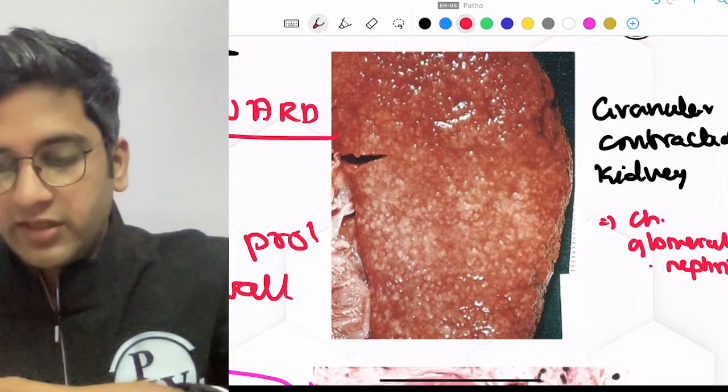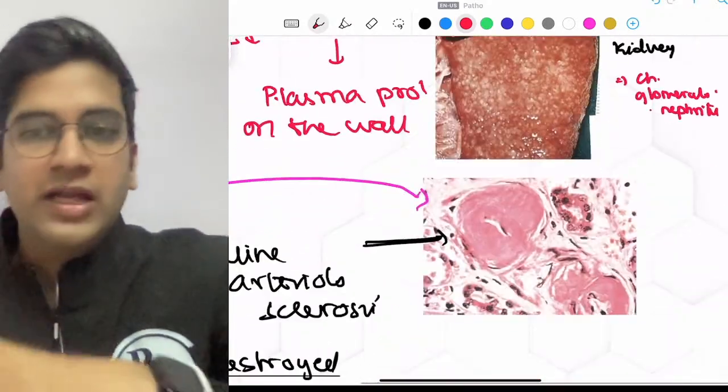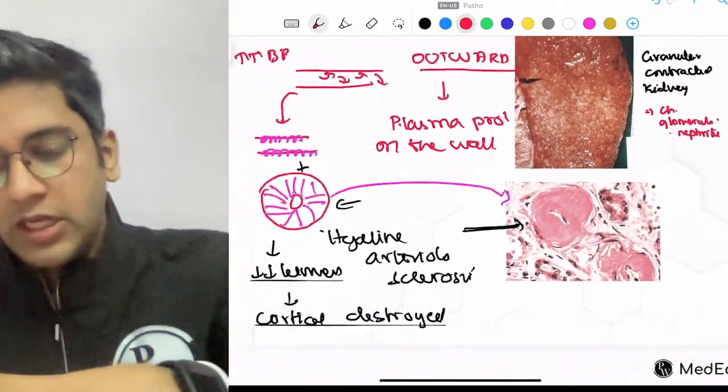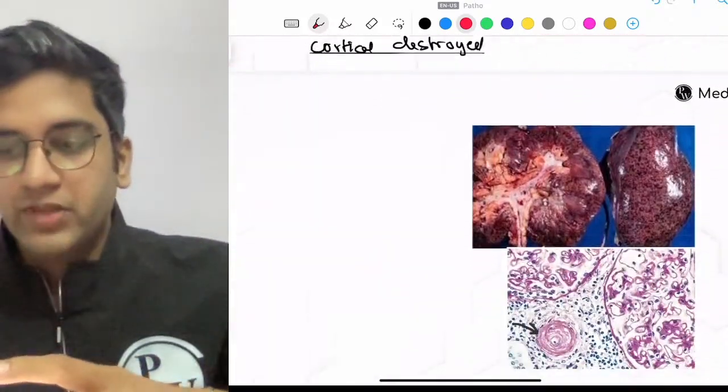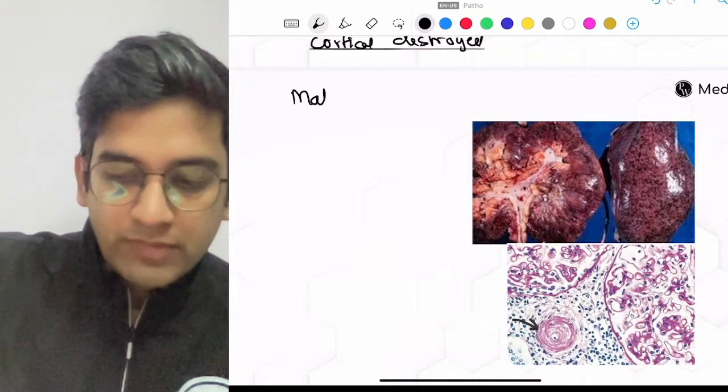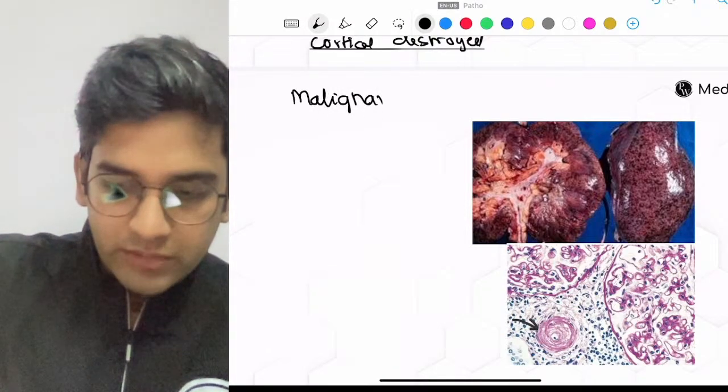The reason for the granular contracted kidney is that you are having hyaline arteriolosclerosis, right? That's what happens in benign hypertension. Now let's go to malignant hypertension. Like I said, what does malignant hypertension mean? Or I can use the term malignant nephrosclerosis.